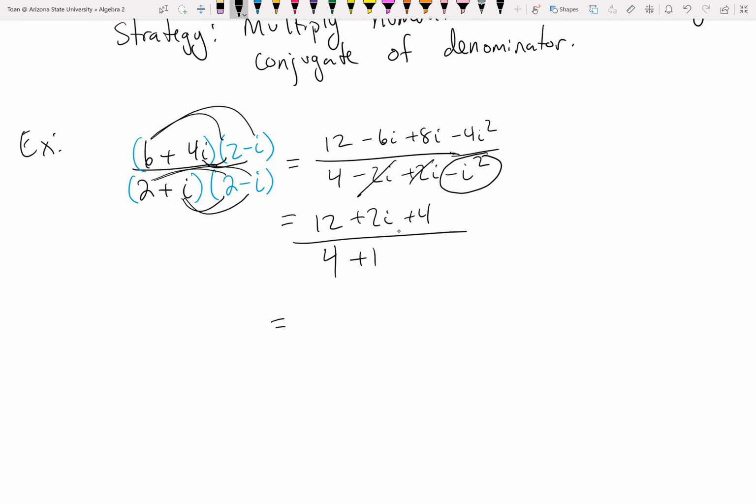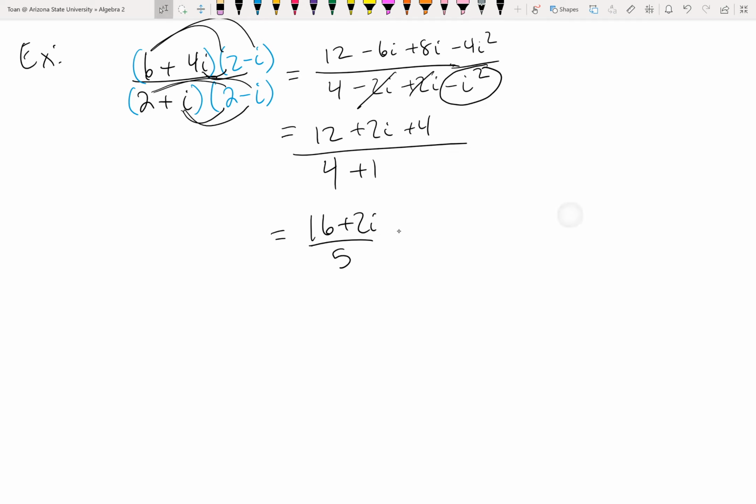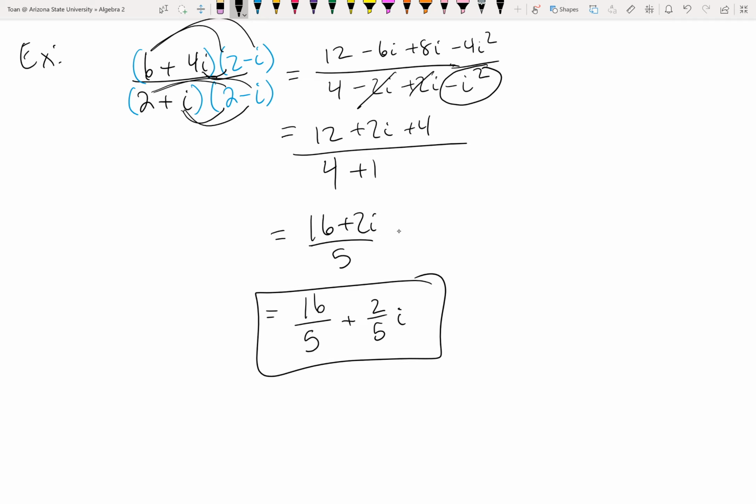So do some more combining. That gives us a 16 plus 2i over 5. Technically speaking, that is the right answer, but we want to write it in standard form. Standard form just has these two fractions split apart. So the best looking answer, the answer that you can see on the answer key, is 16 over 5 plus 2/5 i.